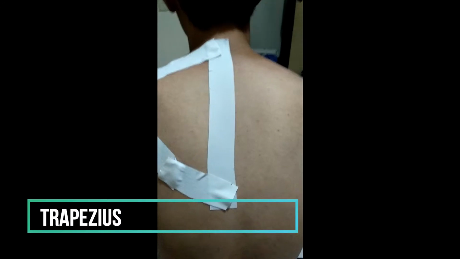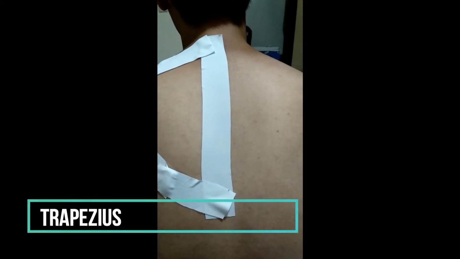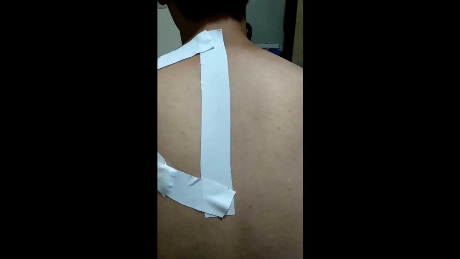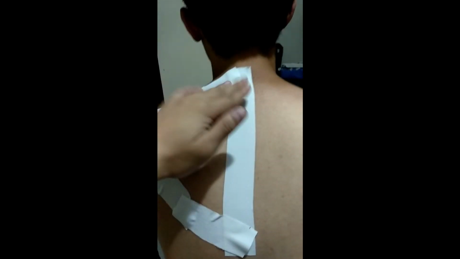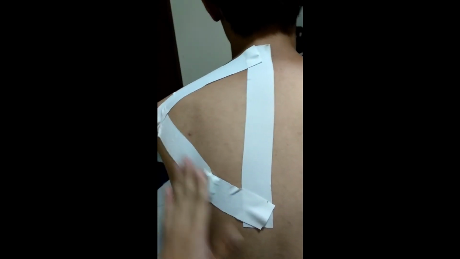Trapezius muscle. The origin is from C7 to T12 and from T1 to T12. So this whole thing is the trapezius.